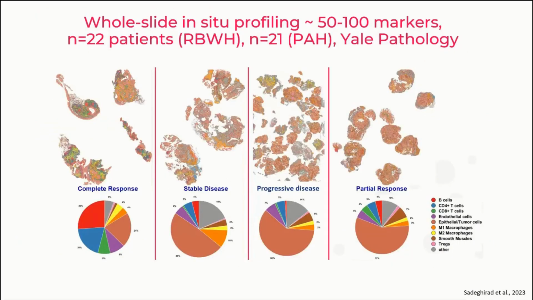And so we've taken that same model and we've now started to apply it to multiple cohorts, local cohorts, and in collaboration with Yale. So this is looking at two groups of patients from the Royal Brisbane and the Pre-A Hospital, where we have whole tissue head and neck samples, pre-immunotherapy tissues from patients that had CRs, SDs, PDs, and PRs against IO therapy.